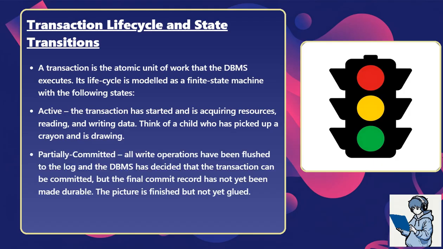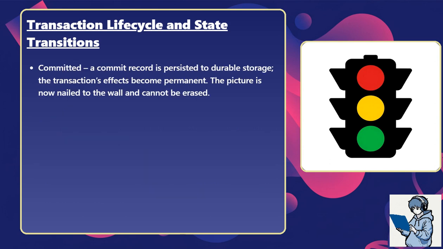Partially committed: all write operations have been flushed to the log, and the DBMS has decided that the transaction can be committed, but the final commit record has not yet been made durable. The picture is finished but not yet glued. Committed: a commit record is persisted to durable storage. The transaction's effects become permanent. The picture is now nailed to the wall and cannot be erased.